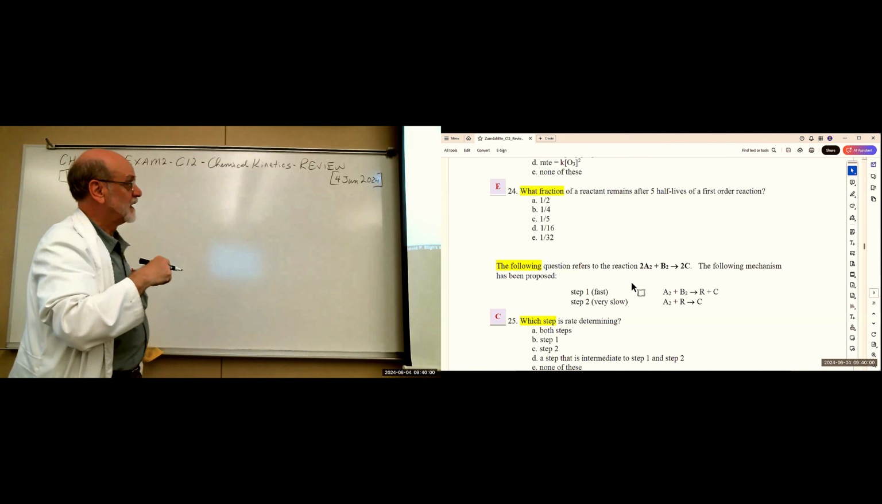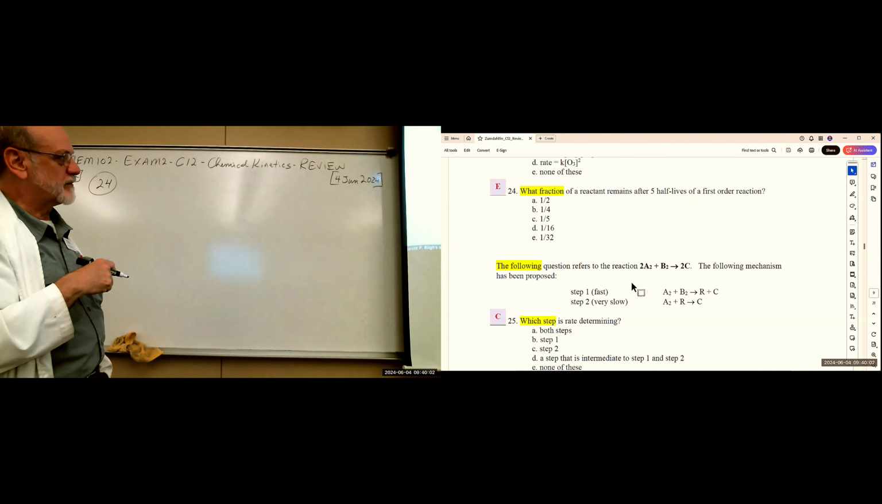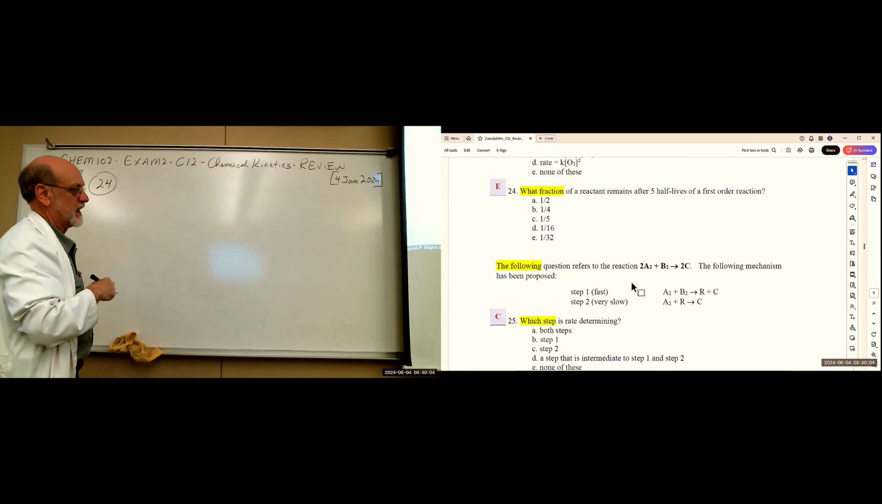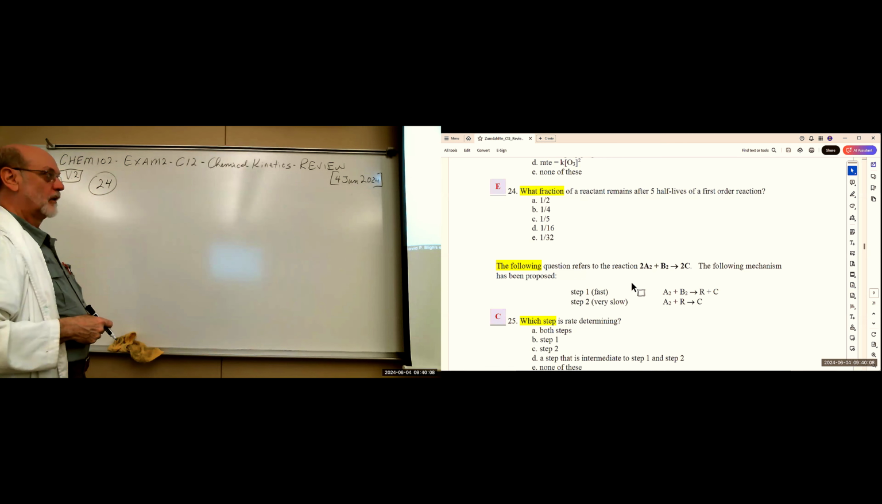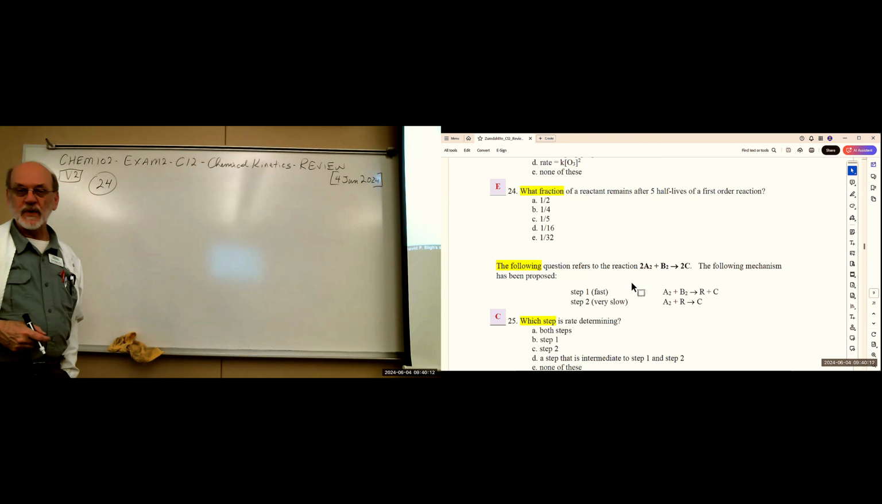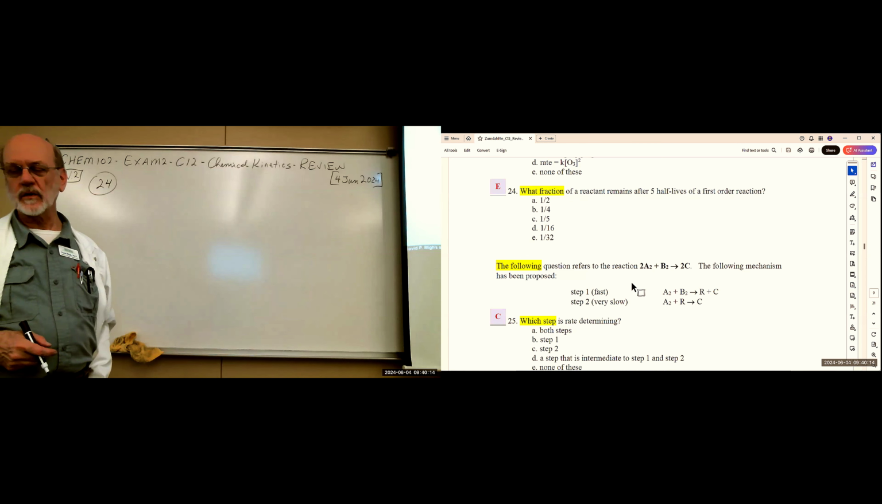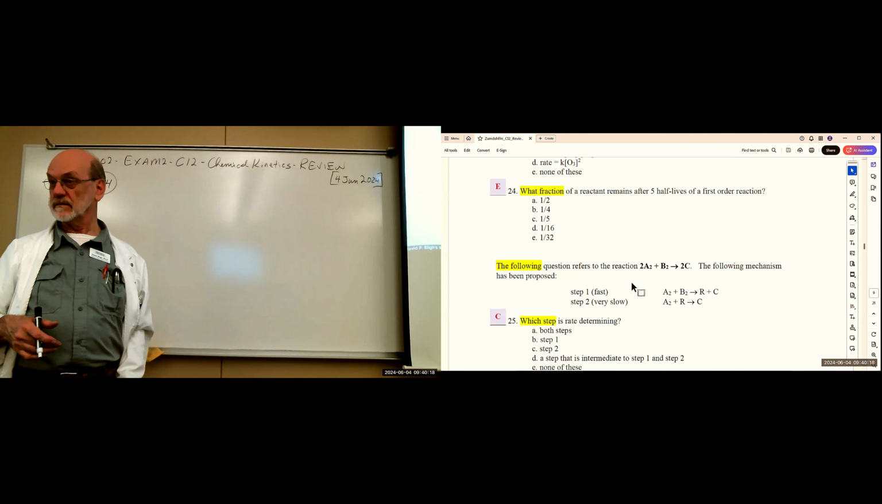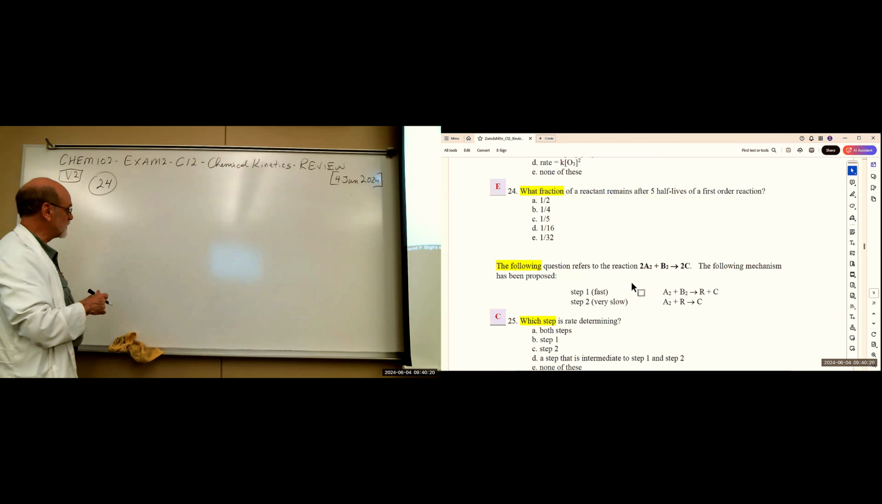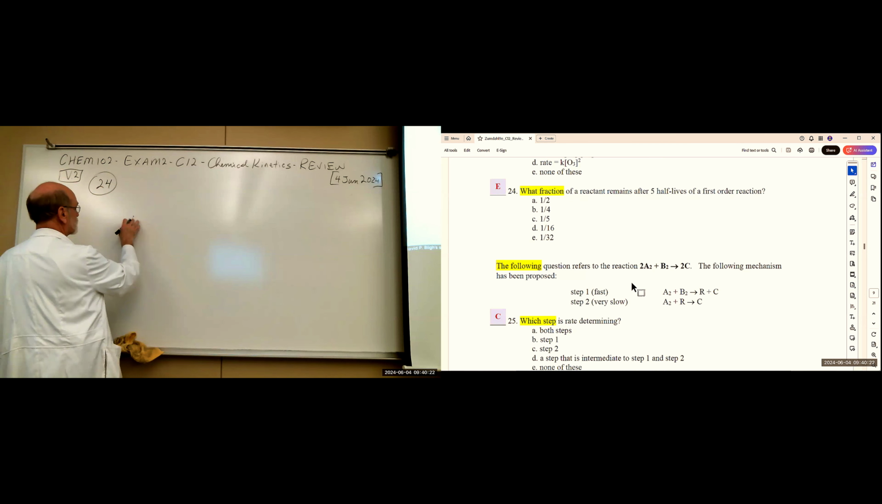Okay. What fraction of a reactant remains after 5 half-lives of a first order reaction? Well, there's a red herring in this question. It doesn't matter what the order of the reaction is. If you go a half-life, there's only half left over. Right? Okay, so if we go 5 half-lives, you can do it this way.